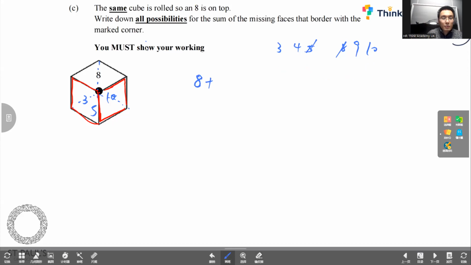Okay. So we can have 3 and 4 as neighbors. Right? We can have 3 and 9. Right? The other side is 4. We can have 4 and 9. Oh, we cannot have 4 and 9, sorry. We can have 4 and 10.